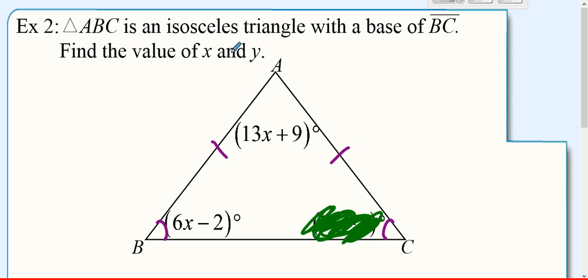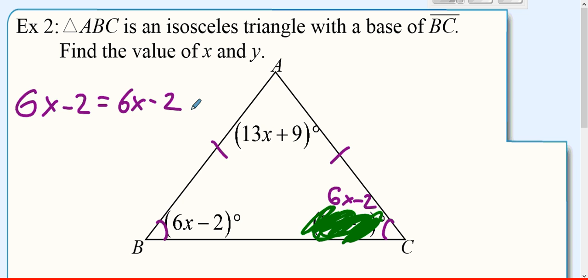So since it's isosceles, these 2 are the same. If this one is this weird 6x minus 2, this angle over here is also 6x minus 2. They have to be the same because it's isosceles. The base angles are exactly the same. Now that helps a little bit, except it wouldn't make sense to say 6x minus 2 equals 6x minus 2. You can't solve anything from that. You get 0 equals 0, and it doesn't work.